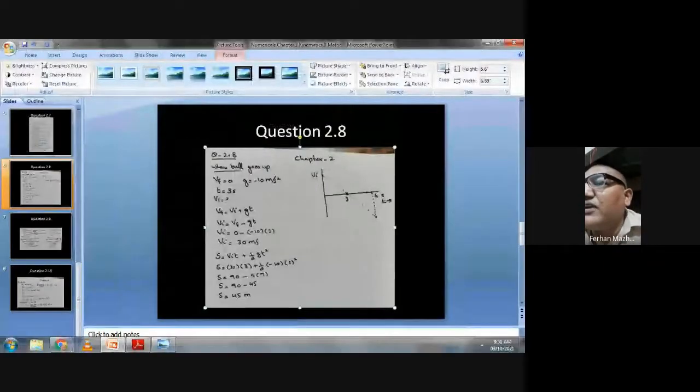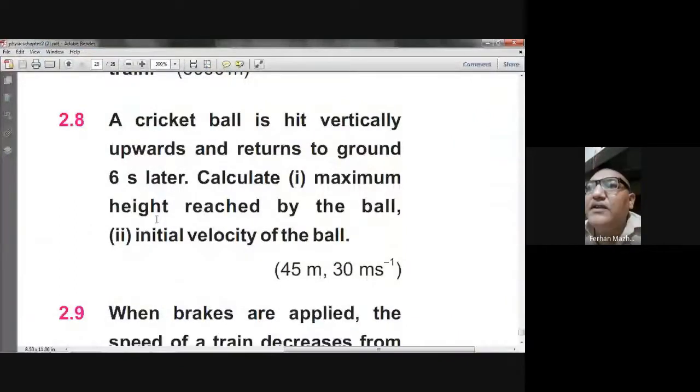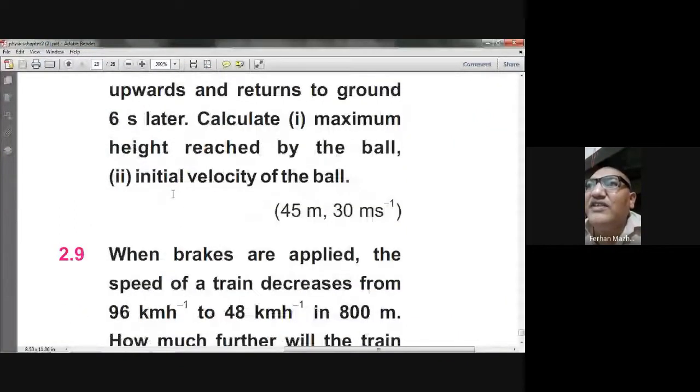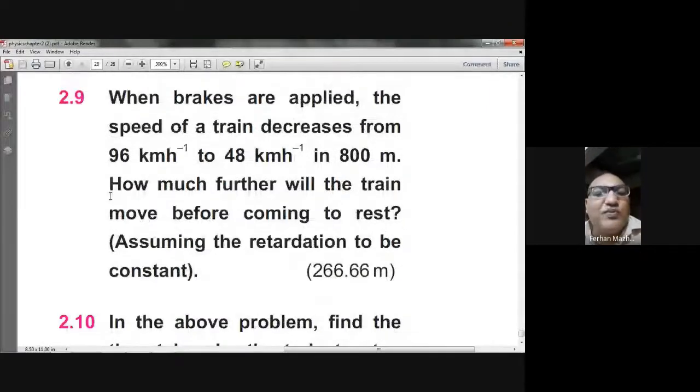Because we have 2 lessons today, I am continuously working on it. So we will do 2.9, 2.10, and then you are free. Okay. So this is question number 2.9. When the brakes are applied, the speed of a train decreases from 96 kilometer per hour to 40 kilometer per hour in 800 meter. So during this, the train covered 800 meter. How much further will the train move before coming to rest? How much more distance will the train cover before its velocity becomes 0 kilometer per hour?